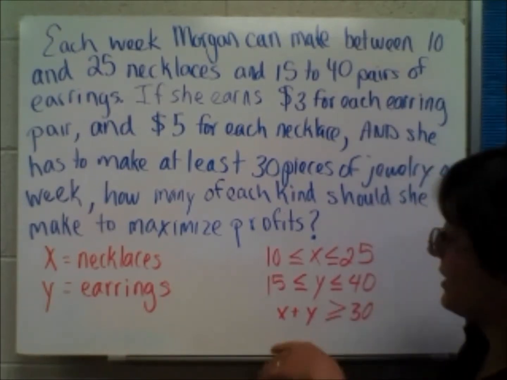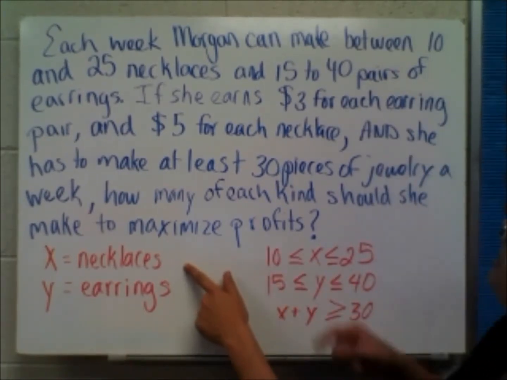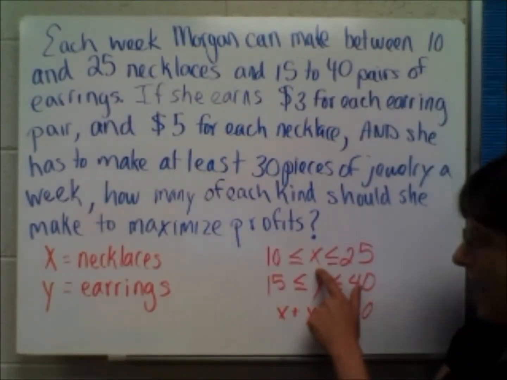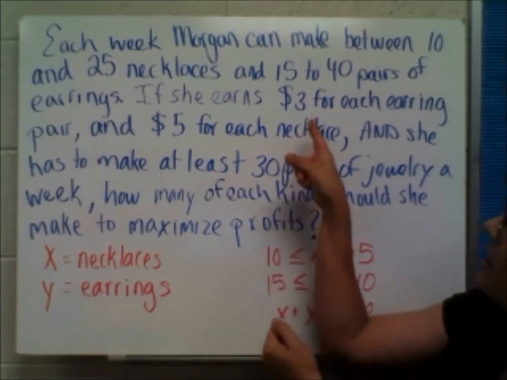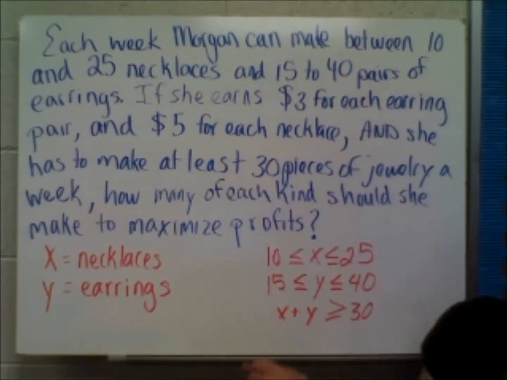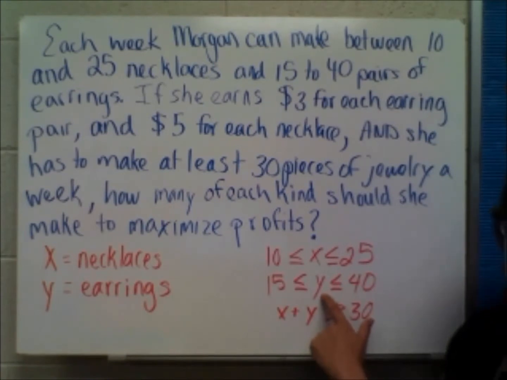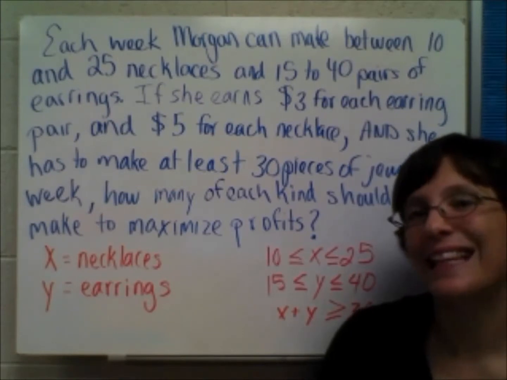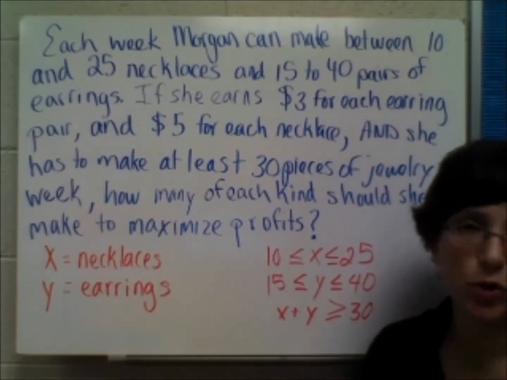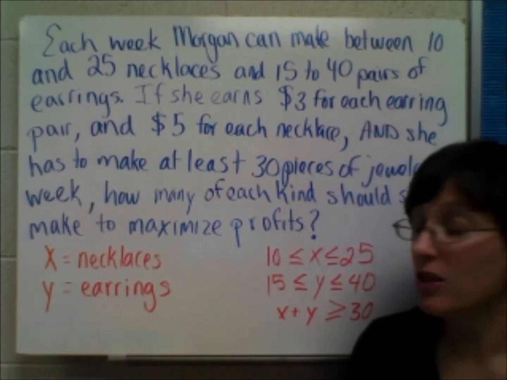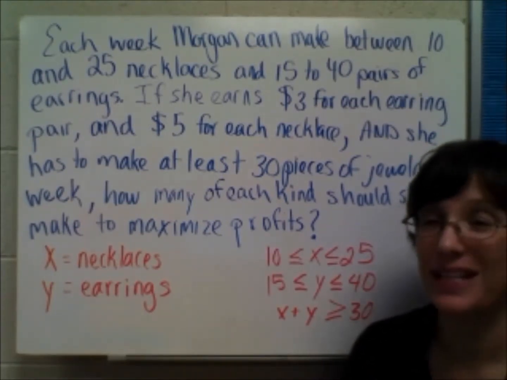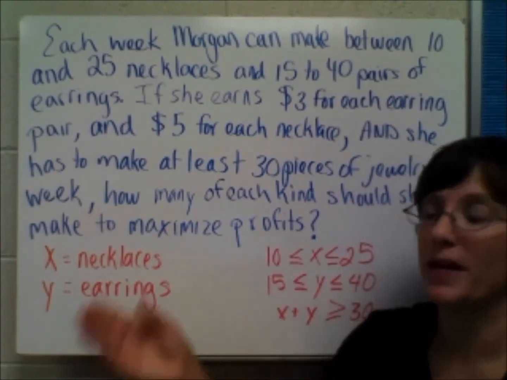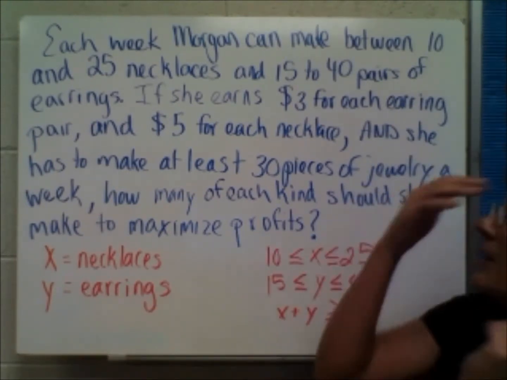And then I set my constraints. X was necklaces. She had to make between 10 and 25 necklaces. So I put necklaces between 10 and 25. If she had to make between 15 and 40 pairs of earrings, so I put earrings, which was Y, between 15 and 40. And then it said she has to make at least 30 pieces of jewelry a week. Well, it could be either X or Y, but when you add them up, it's got to be bigger than or equal to 30. That's what at least means. Equal to or bigger. So I set my constraints.